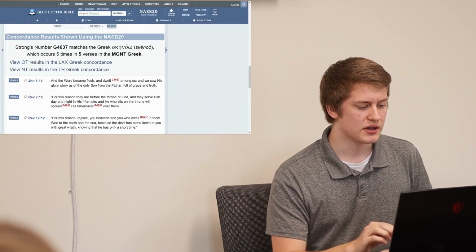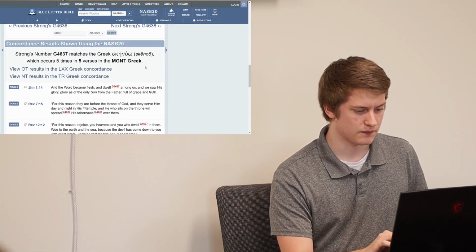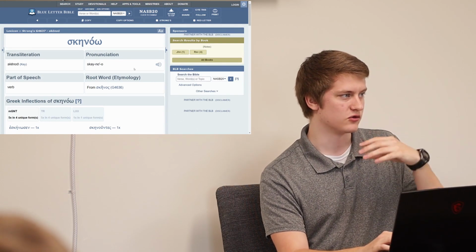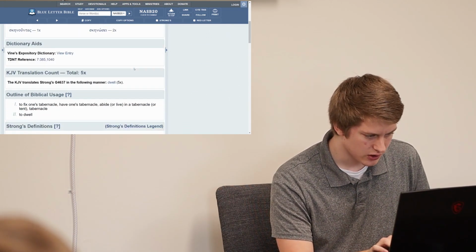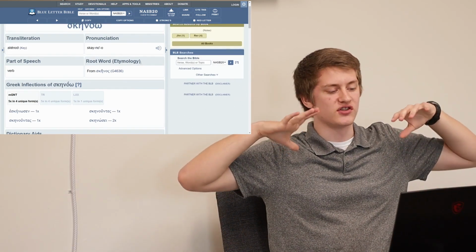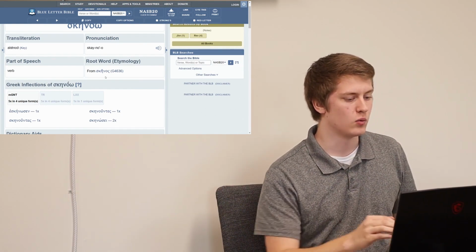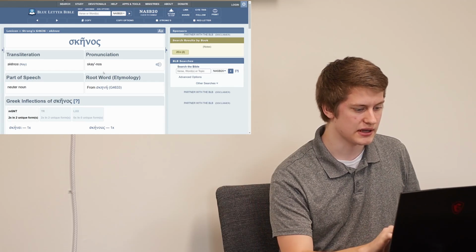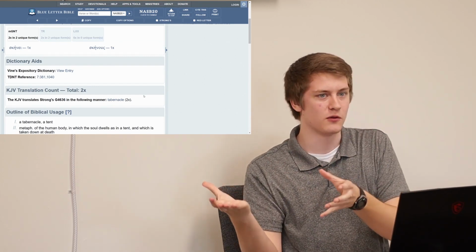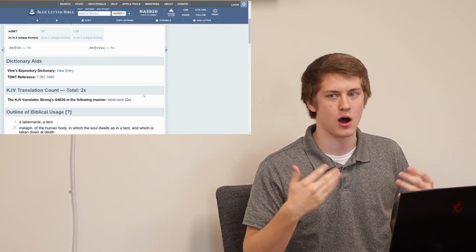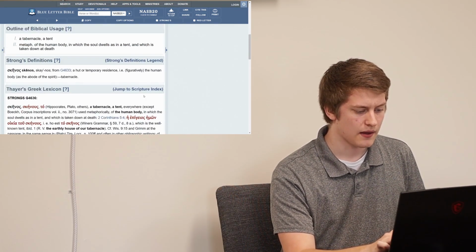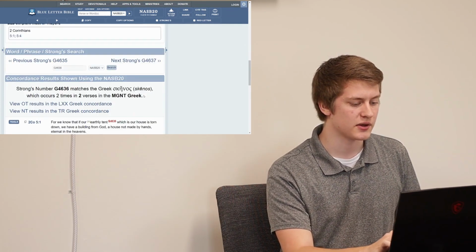So I bring that up because of what we're actually going to do. Skenao is a verb, right? It means to dwell. But over here it was root words and etymology, right? So they derive the word skenao from the word skenos, which, if we click on it, means tabernacle. So they got the verb to tabernacle from the noun tabernacle. Makes sense. Skenos and skenao obviously have similar sounding words.